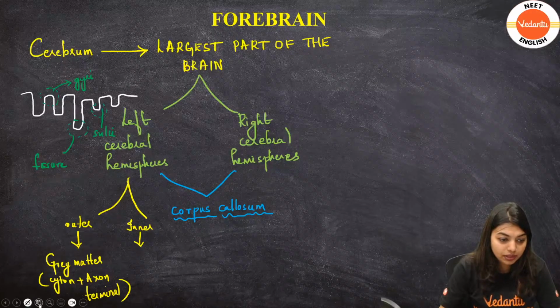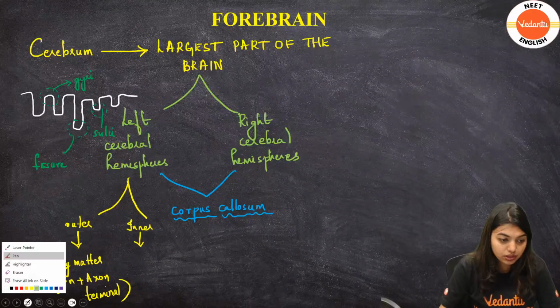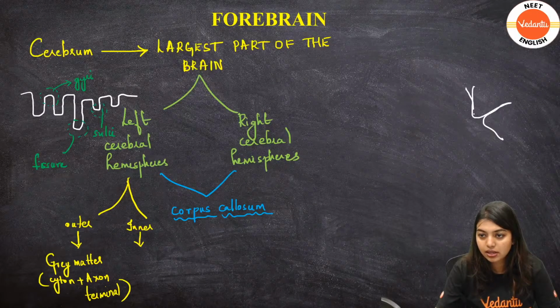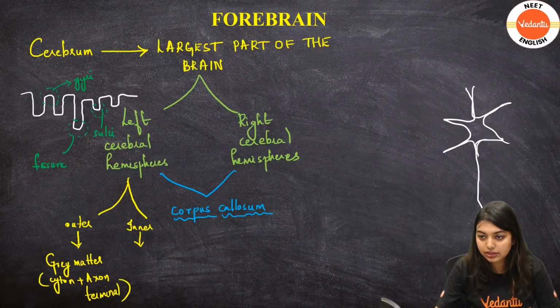So all of you remember when we drew the nerves, right? When we drew the nerves, you know that there is this, this, and this, right? So now which is the axon? One second.